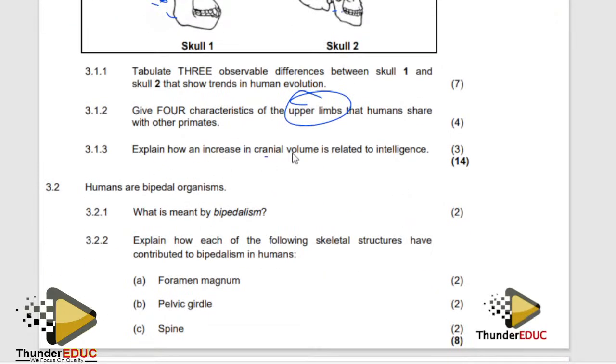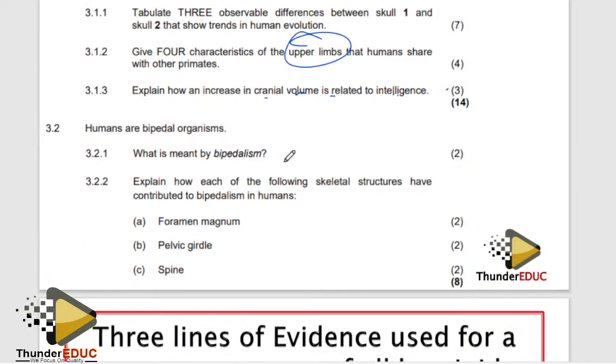Explain how an increase in the brain volume leads to intelligence. I talked about that. An increase in the cranium means more brain cells, and more brain cells lead to a high intelligence. So what is bipedalism? Walking on 2 hind limbs or lower limbs.